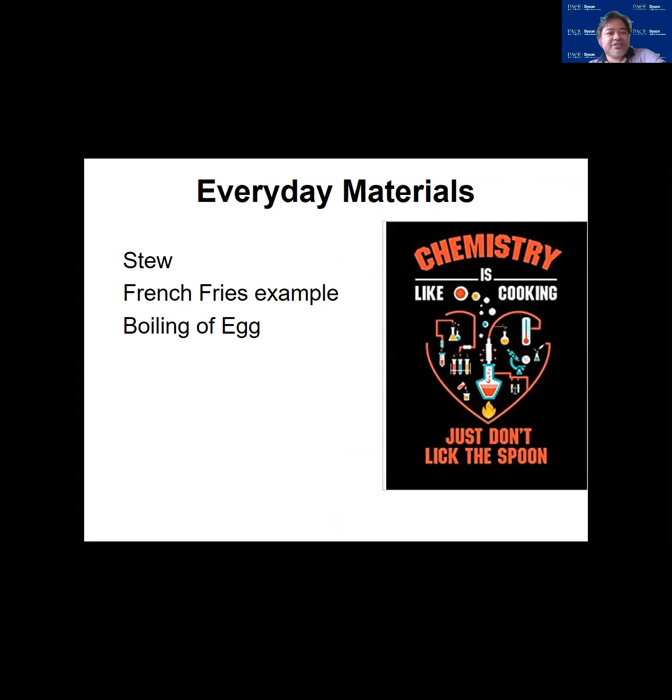Then I also use so-called everyday material. So at least students can relate what they're studying in the course to everyday life. Okay? So whenever I have this example, I usually use cooking because they say chemistry is like cooking. You just don't lick the spoon. Okay? So I use the stew, the soup.